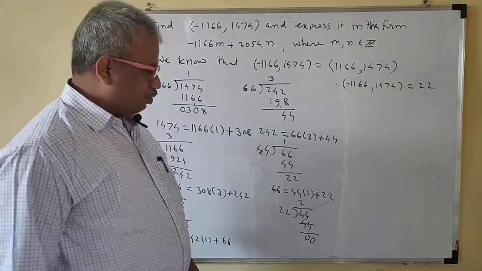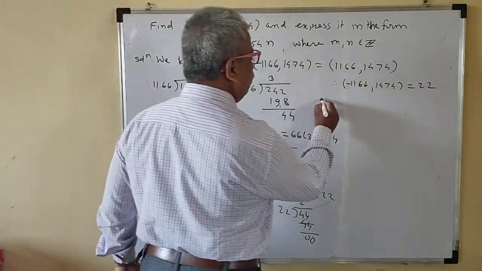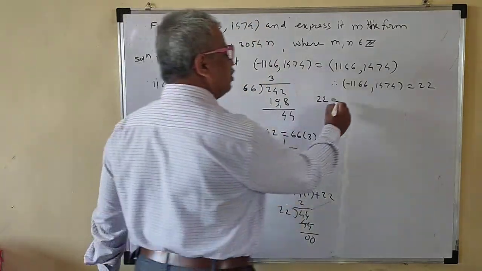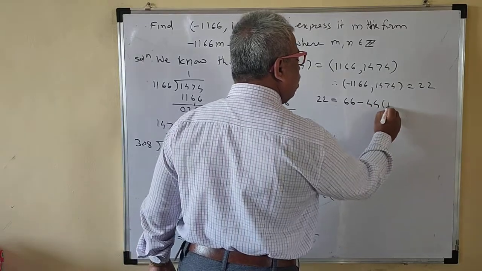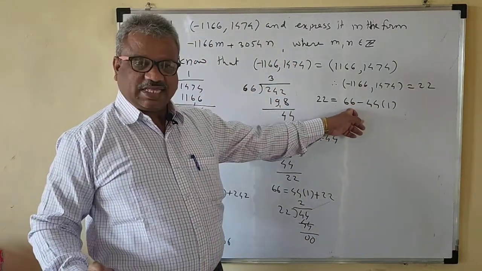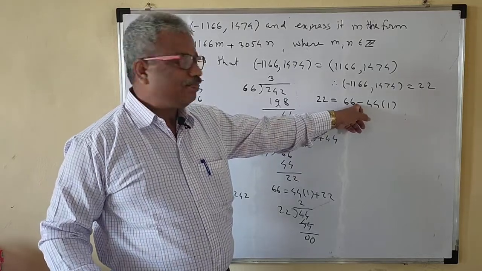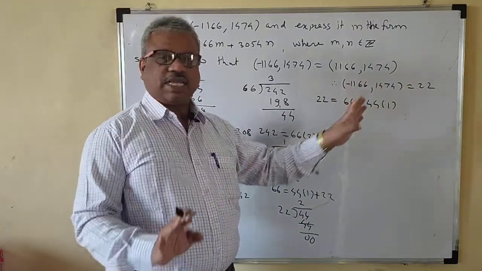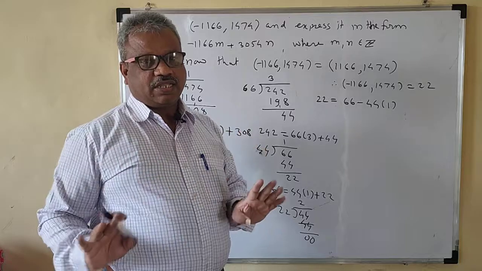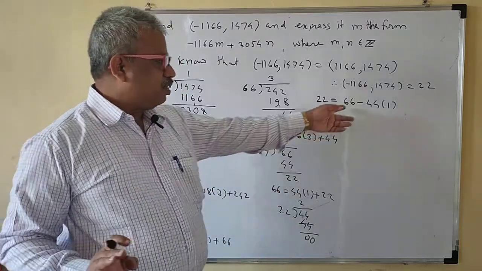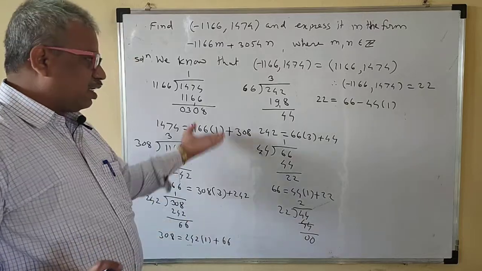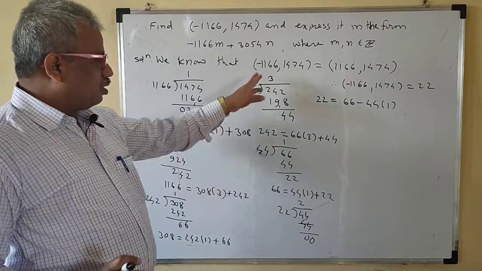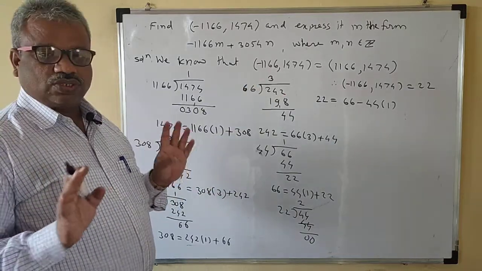Okay. So we'll start from 22 and go in reverse. So we'll write here 22. What is the value of 22? It is 66 minus 44 into 1. Note that this is 66 into 1 and 44 into 1. Now note that these 66 and 44 are not numbers; they are remainders. So assume that the remainders are not numbers, and only the quotients are the numbers.